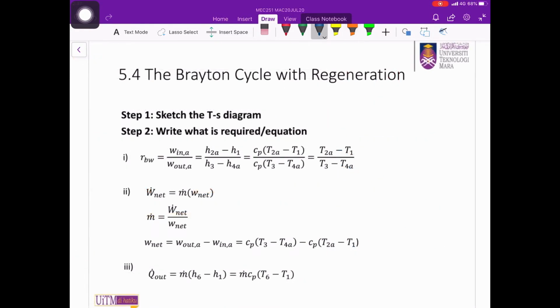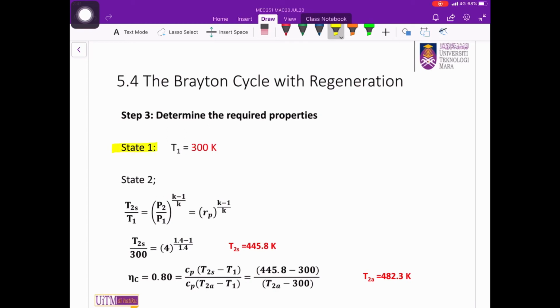If we look at the list of the equations to find the requested items, we need to find the value for the temperature for state 1, state 2, state 3, state 4, and state 6. For state 1, the value for the temperature has been given from the question. T1 is equal to 300 Kelvin. In order for us to obtain the temperature for state 2, we are going to use the isentropic relation between the temperature and pressure.